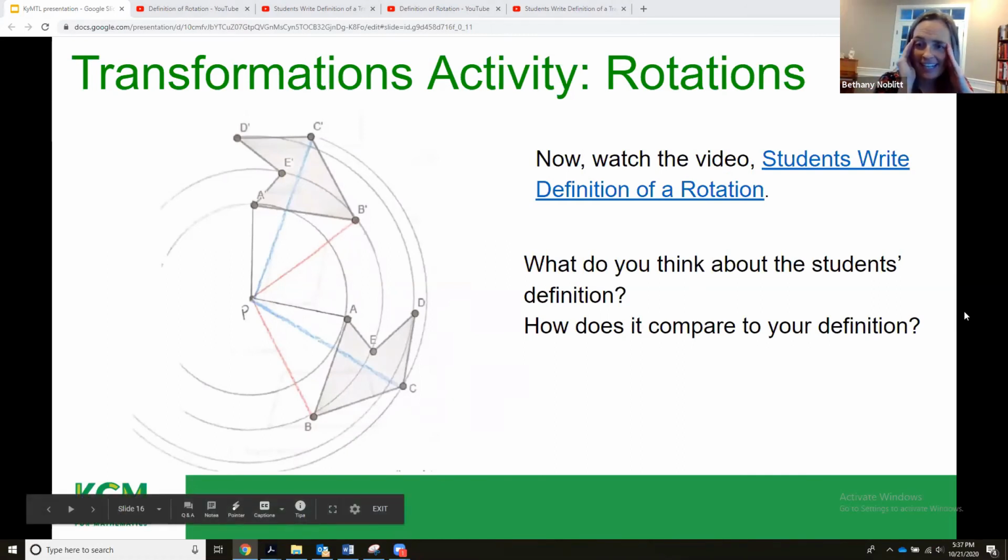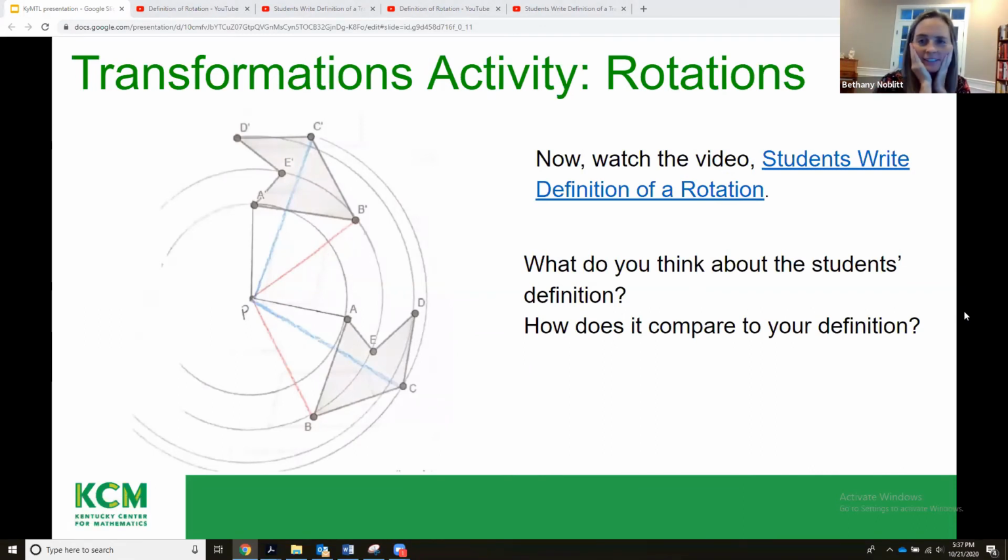Oh my gosh. I've watched this a few times now, and I just fall in love with them all over again. They're thinking so hard about this and really trying to come up with this definition. Do you notice how carefully they're thinking about the words that they use? They're thinking carefully about the words, attending to precision.